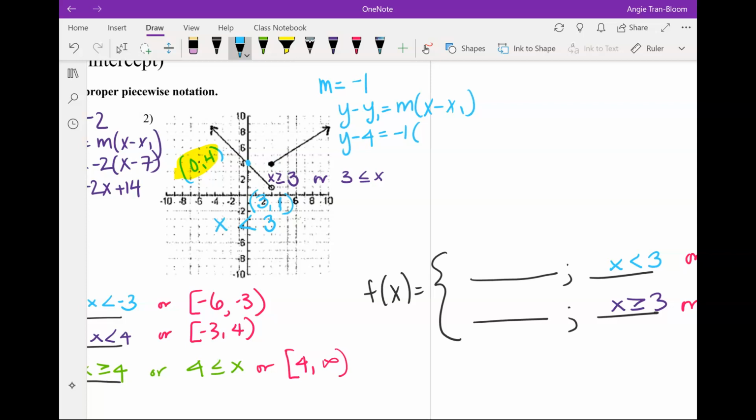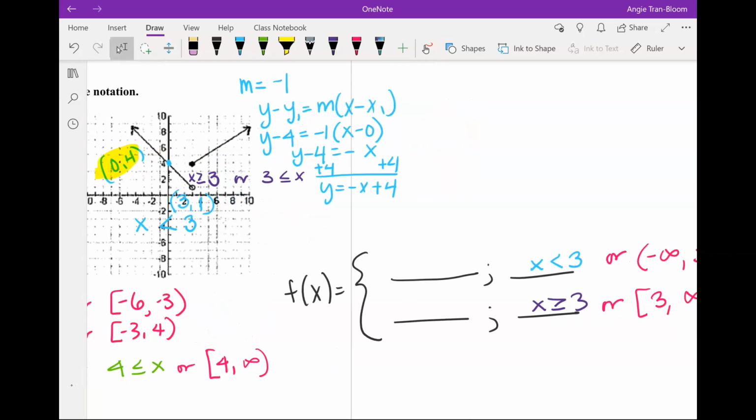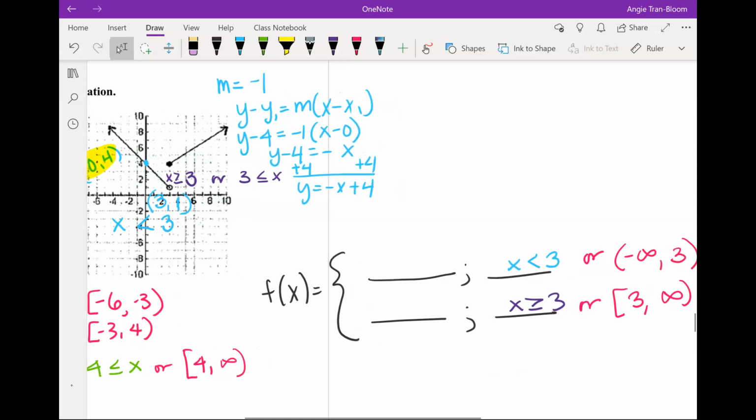Beautiful. Parentheses x minus 0. X minus 0 is the same thing as just x, right? So y minus 4 equals -1x, so just negative x. How do we move the 4 over? Add 4 to both sides. So y equals -x plus 4. Okay, what do we write, Nathaniel, on that very first line of our f of x? -x plus 4. Good job not saying y equals.